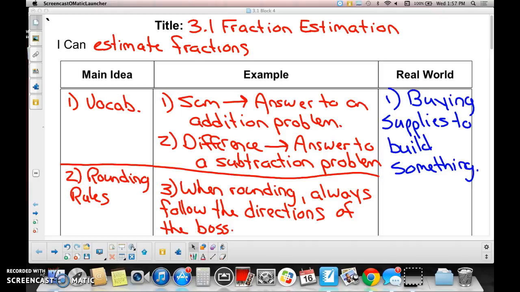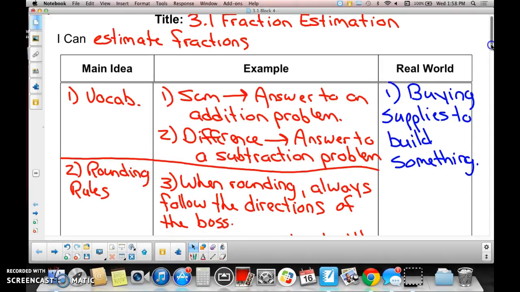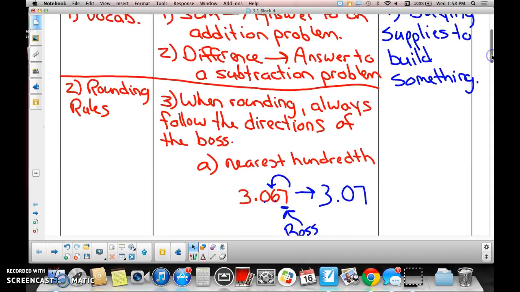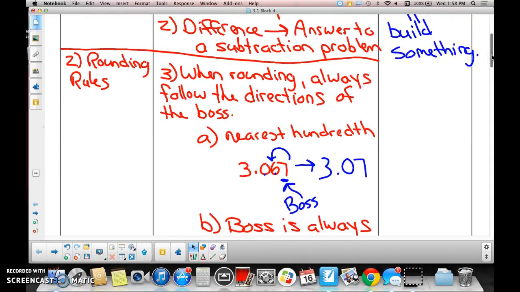Fraction estimation. And what can you now do, Huda? I can estimate fractions. You guys know what a sum and difference is? Yeah. Rounding rules. Give me a rounding rule for fractions in your own words. Loudly, Sadia. The rounding rule for fractions in your own words is?